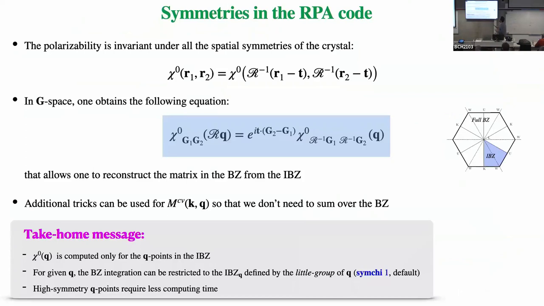Very briefly, as I mentioned, the code is able to exploit symmetries for the wave functions, and a similar trick can be used for the polarizability and the self-energy. The polarizability is invariant if we rotate both spatial arguments, and here we have the spatial rotation and the fractional translation. If you start from this equation and go to Fourier space, you get a relation between the polarizability at point Rq and the polarizability at point q. This is the expression that we use to reduce everything to the IBZ. In other words, we don't need to compute the polarizability for all the q points. We just consider the q points in the IBZ, and then we use these symmetry properties to reconstruct everything in the full Brillouin zone when needed.